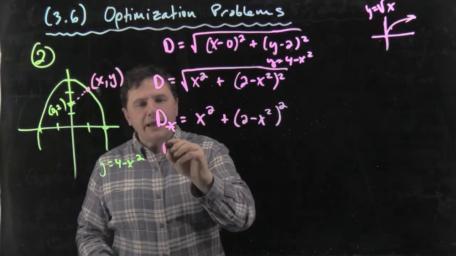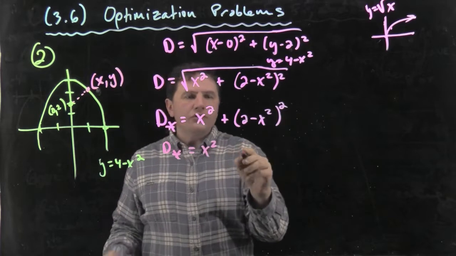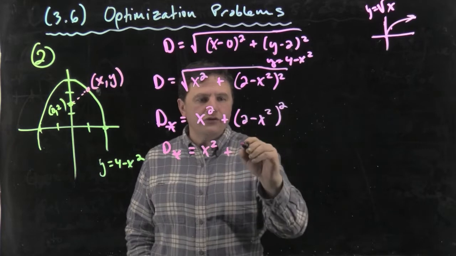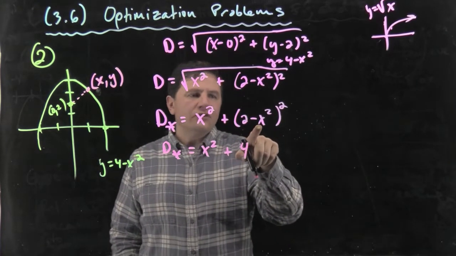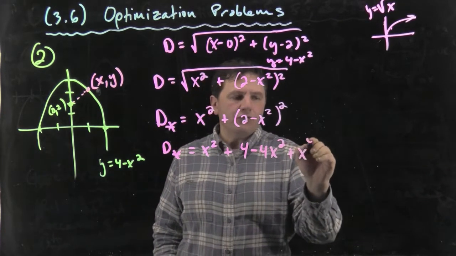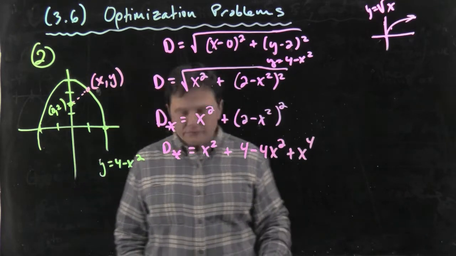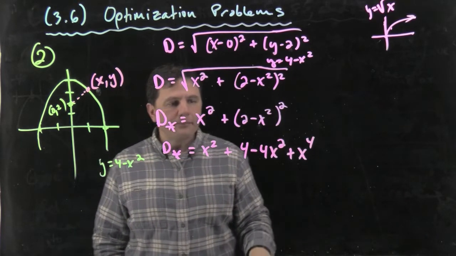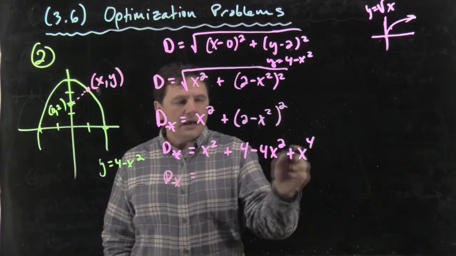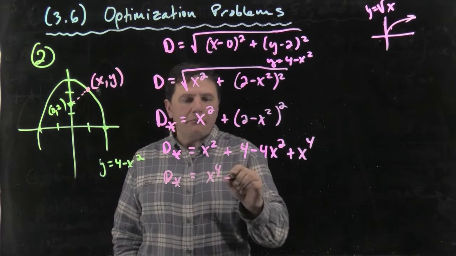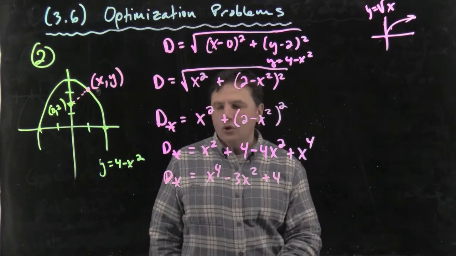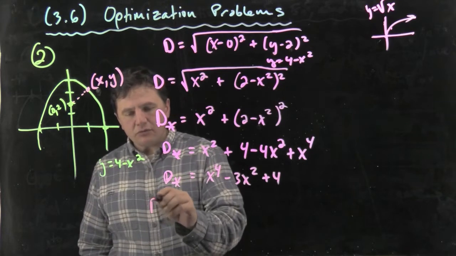Okay, so let's go ahead and distribute this. So this will be plus, so 2 squared is 4. This will give us minus 2x squared, minus 2x squared, so that'll be minus 4x squared, and then plus x to the 4th. Okay, so now I can simplify this. So d sub star, let's call this x to the 4th minus 3x squared plus 4. Okay, now this is a very easy function to work with. So I'm going to go ahead and start with my analysis on this function.